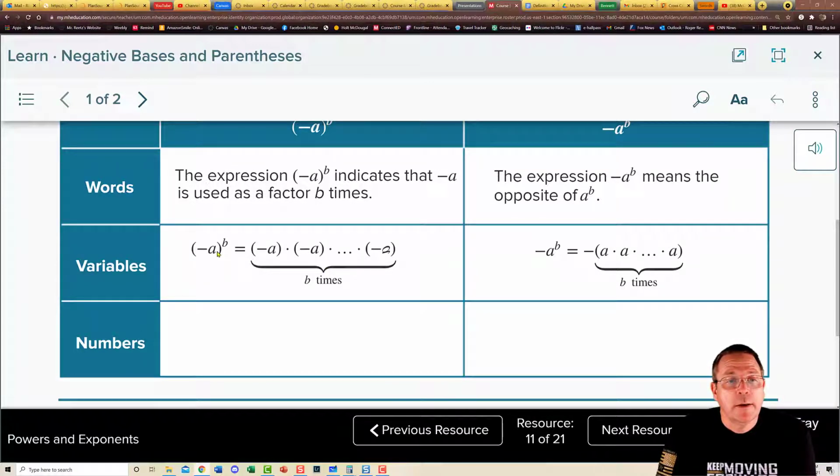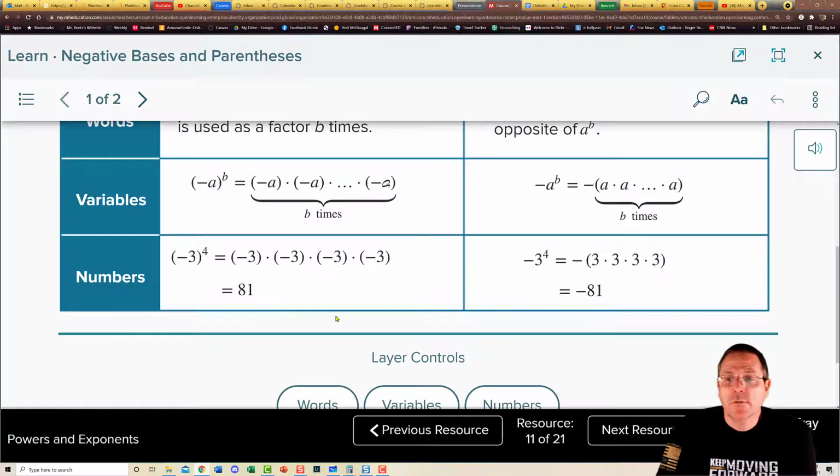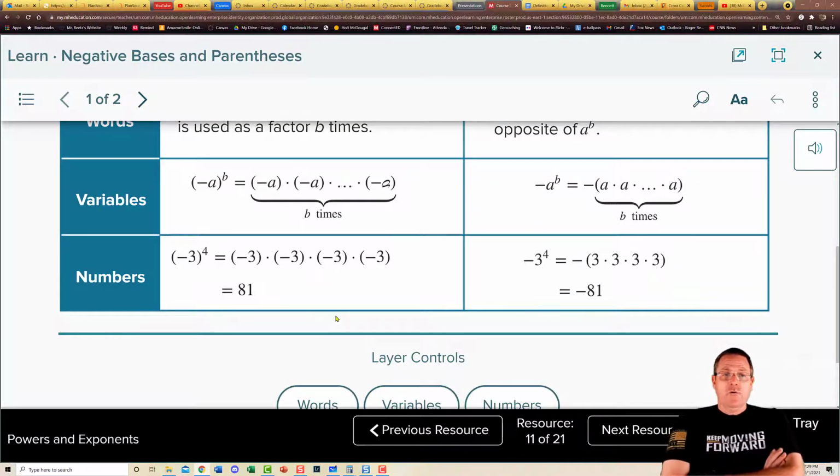So negative a in parentheses to the b power, you can see all of these negative a's, b times. But on the other one, the negative sign is outside of the parentheses that are grouping all the a's, and the a's are raised to the b. We're not raising the negative sign to the b power, only the a's themselves, and in numbers you can see how it would look there.